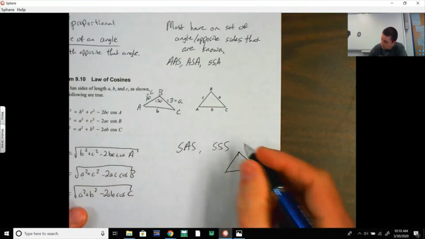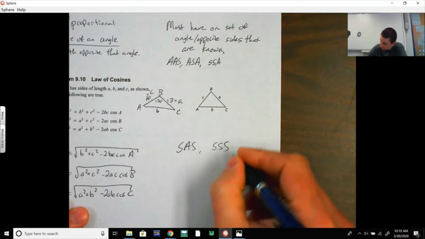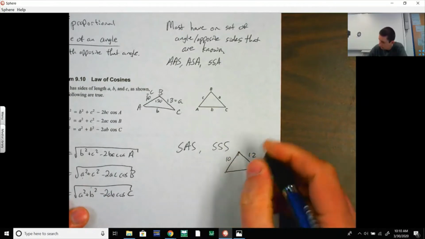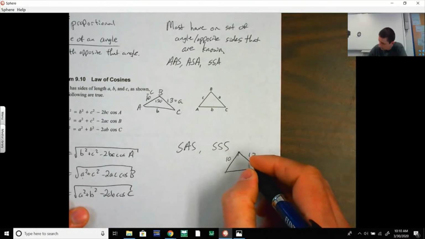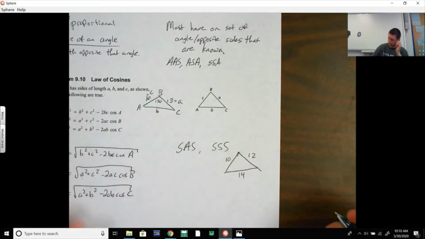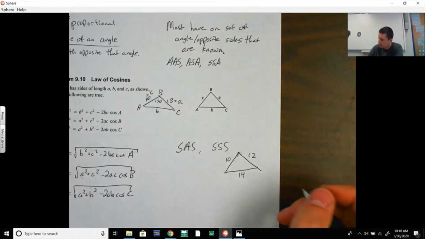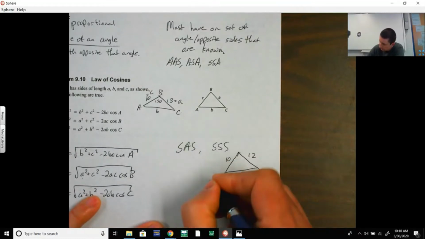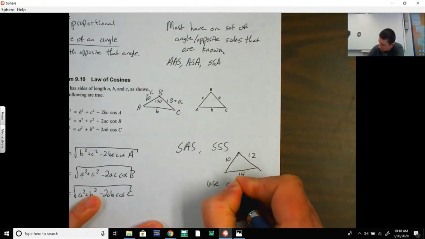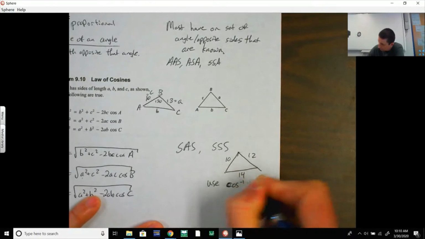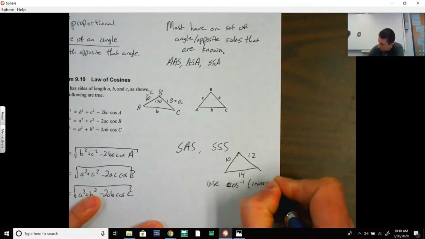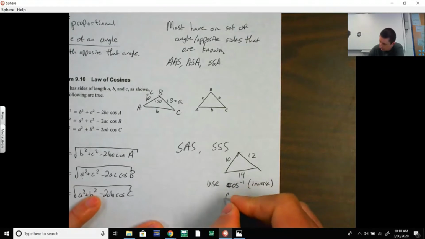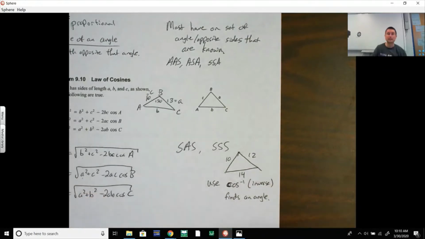So if you have three side lengths, 10, 12, and 14, you will have to use this function right here, cosine to the negative 1. That refers to the inverse, and it finds an angle. Everything we've done so far has been finding sides. This will find an angle.